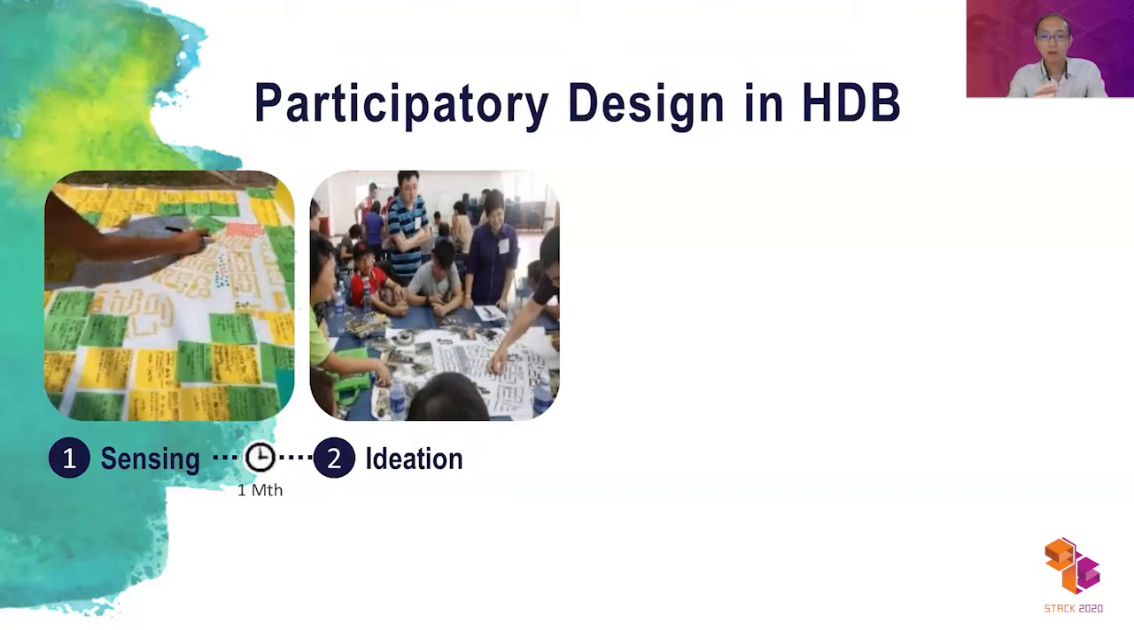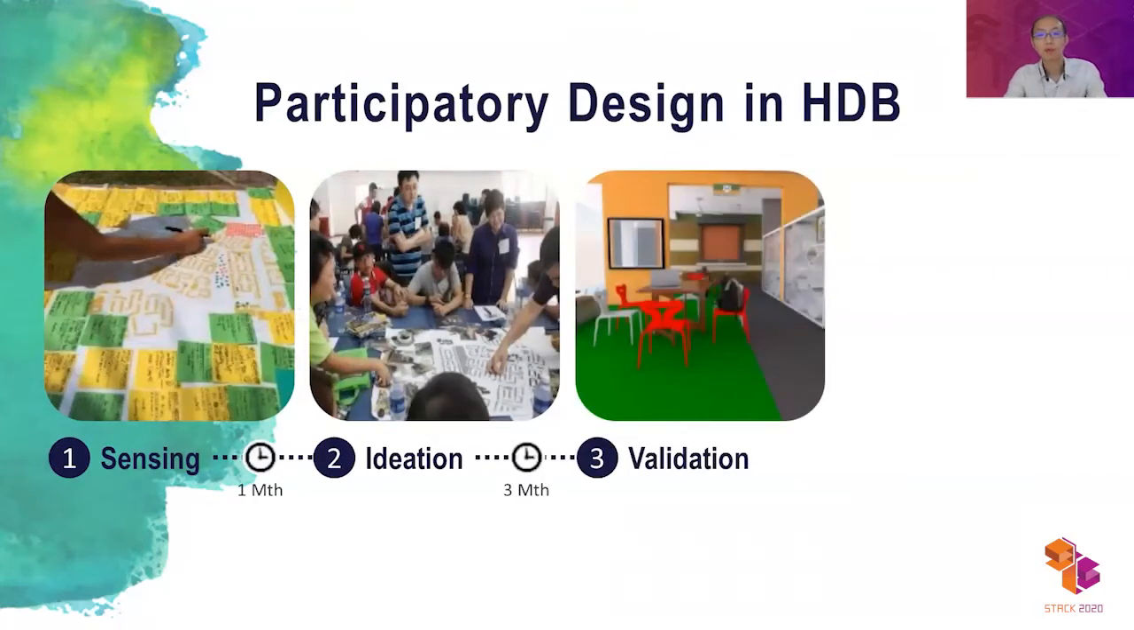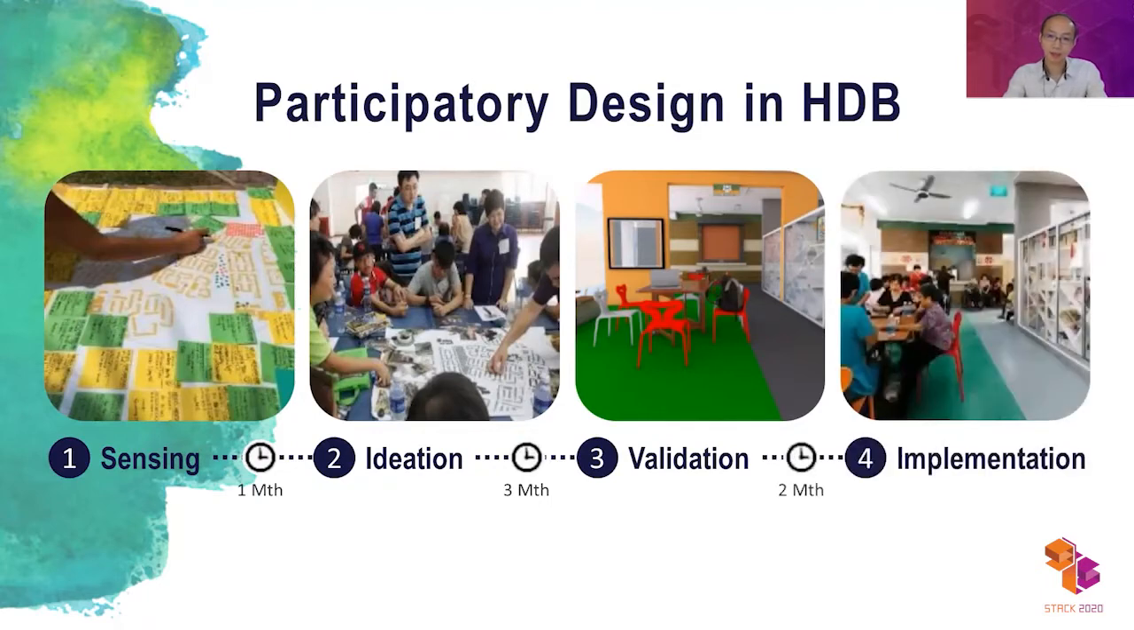Now, the outcome from these focus group discussions is then consolidated and passed on to a design consultant who will take about 3 months' time to focus and converge all these different focus group ideas into a few proposed designs, which is being used at the validation stage. So at the validation stage, basically, the residents will reconvene and then vote for their favorite design. And then the favorite design will then be implemented.